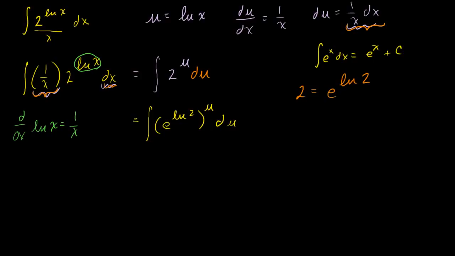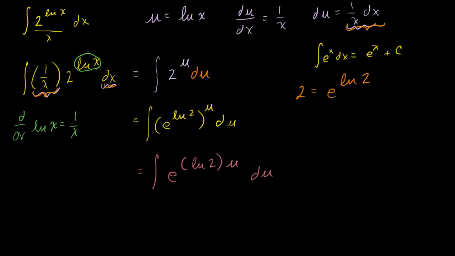Well, if I take something to an exponent and then to another exponent, this is the same thing as taking my base to the product of those exponents. So this is equal to the integral of e to the natural log of 2 times u. I'm just multiplying these two exponents. If I raise something to something, then raise it again, we know from our exponent rules that it's just the product of those two exponents, du.